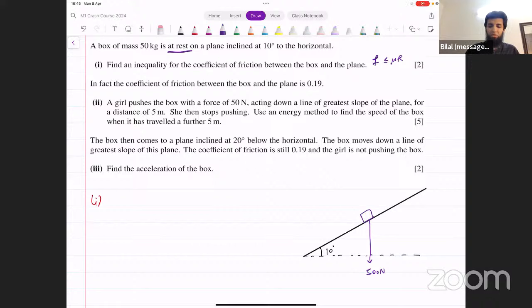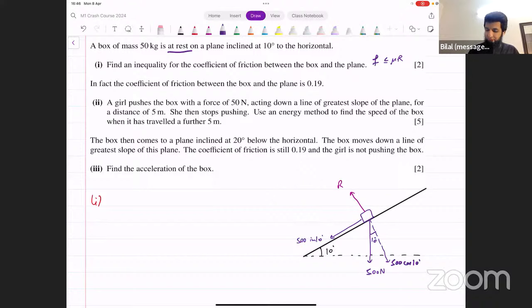Now, let's represent all the forces acting on this block. We have the weight of the object. We've got reaction, which acts perpendicular to the surface, in this direction. There's going to be friction. The component of weight acts here, 500 sine 10, because this angle is also 10 degrees. And this one is going to be 500 cos 10. These are the two components of weight that we've got.